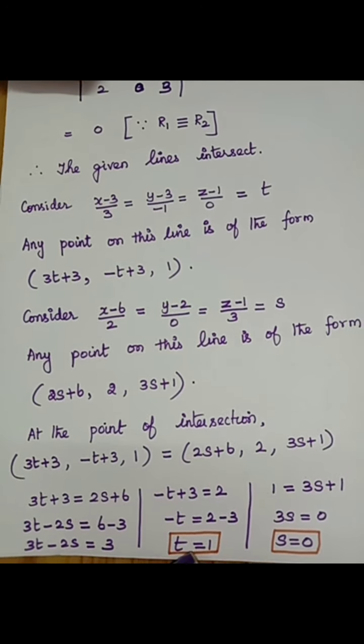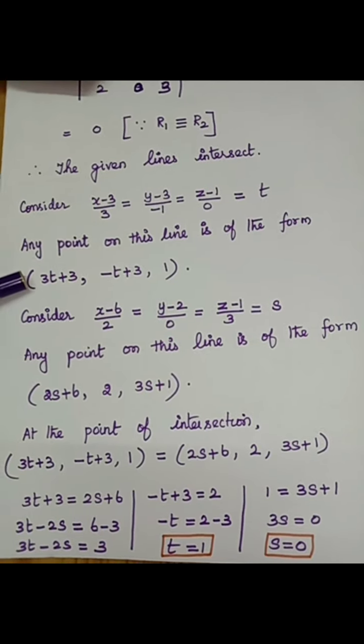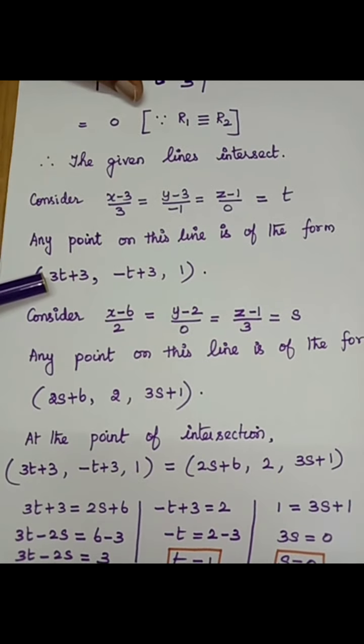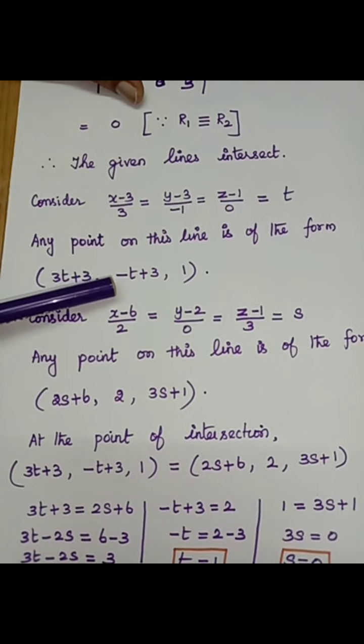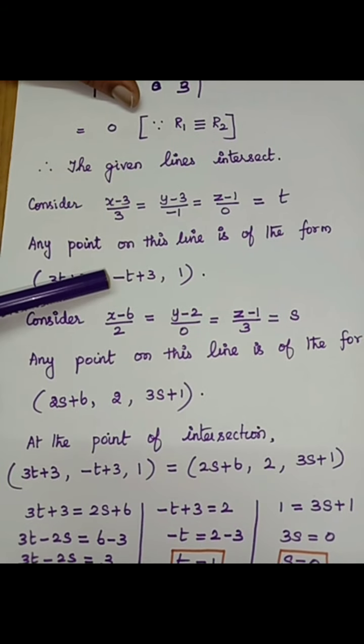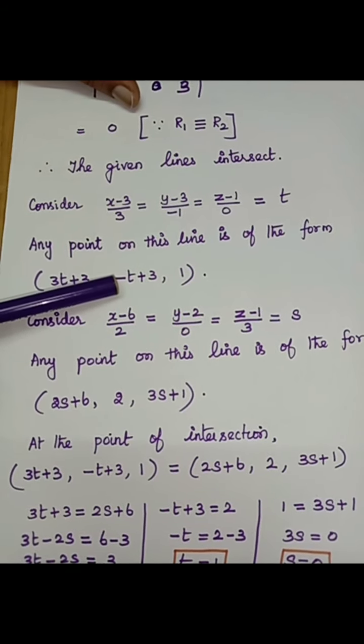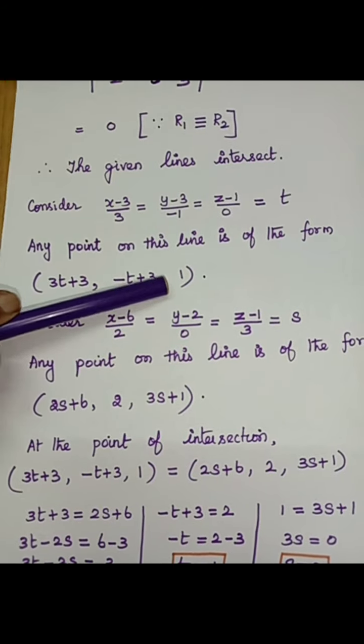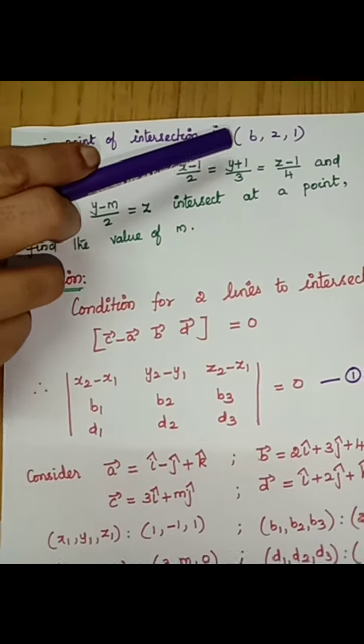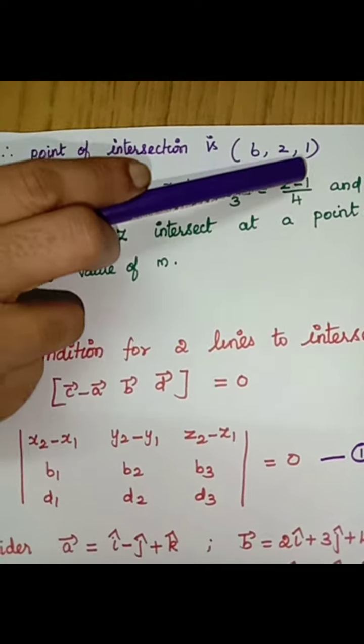Suppose if you take t is equal to 1 and you have to substitute here. So what has to come? Here 3 plus 3, 6. And here you will have minus 1 plus 3. What is minus 1 plus 3? That is 2. Okay, and here it is 1. So therefore the point of intersection is (6, 2, 1).